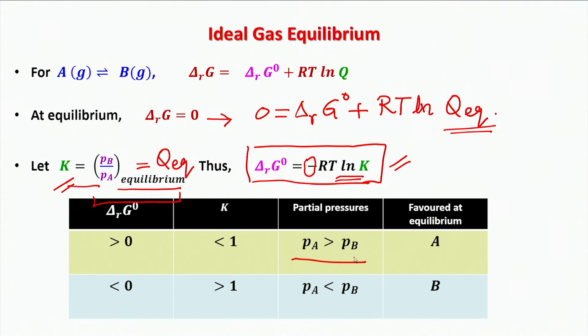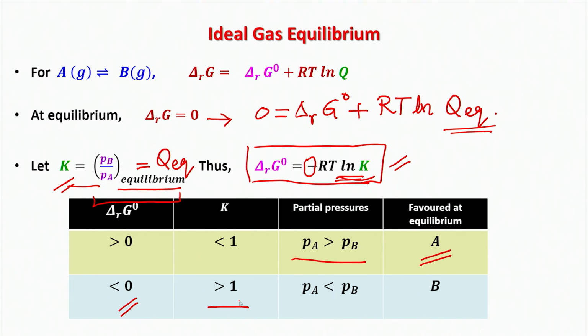Therefore at equilibrium, which component is going to be favored? The component A is going to be favored at equilibrium. Now if I have delta Rg naught less than 0, in that case this would require me to have minus RT ln K to be less than 0, which would say that my ln K must be positive, and that can happen only when K is greater than 0.